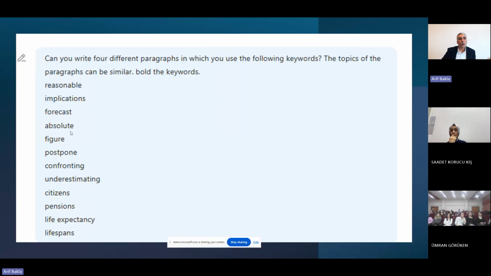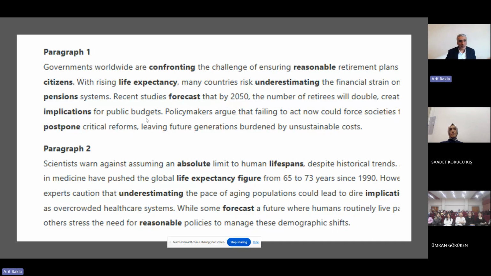Vocabulary. Here's a prompt, friends. I said, can you write 4 different paragraphs in which you use the following keywords? The topics of the paragraphs can be similar. Bold the keywords. I'm not interested in the topic, actually. What I want is to see all these words 4 times in several texts. If you like, you can, of course, specify the particular topic. You might say, for example, all these texts should be about education, should be about language learning, should be about anything. And the result was this, friends.